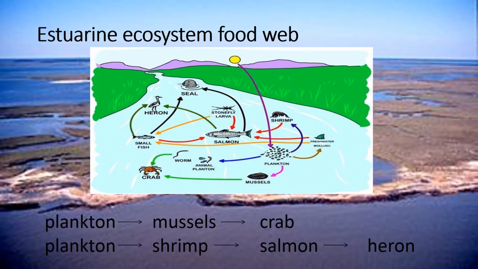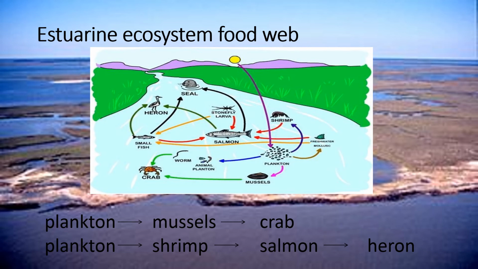If we go back to the given example of a food web, we can get several food chains from it. Examples of the food chain from the food web are here. The first one is the plankton as the producer, eaten by the mussels, and then the mussels will be eaten by the crab. As you can see here, the arrowhead points to the organism that eats or receives the other organism.